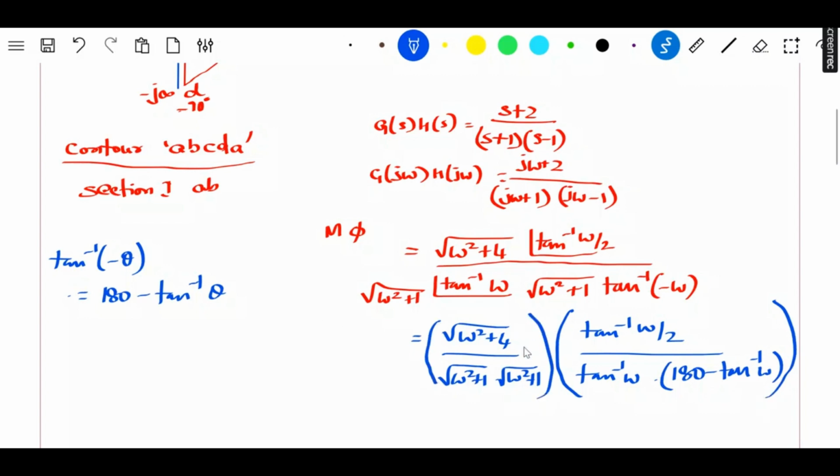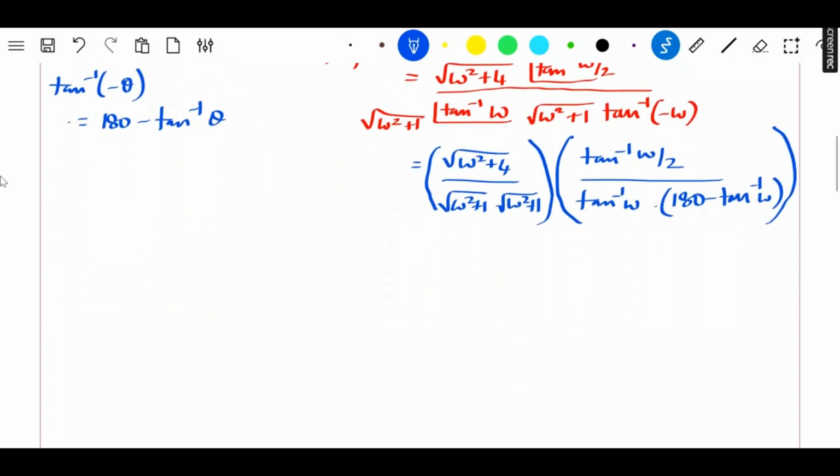Now let us substitute the omega value at A and B. At A, omega equals 0. Therefore, the magnitude will be square root of 4 divided by root of 1 into root of 1. So root of 4 is 2. Whereas the angle will be tan inverse of 0, which is 0, tan inverse of 0 is 0, and again tan inverse of 0 is 0. But we have 180 in the denominator.